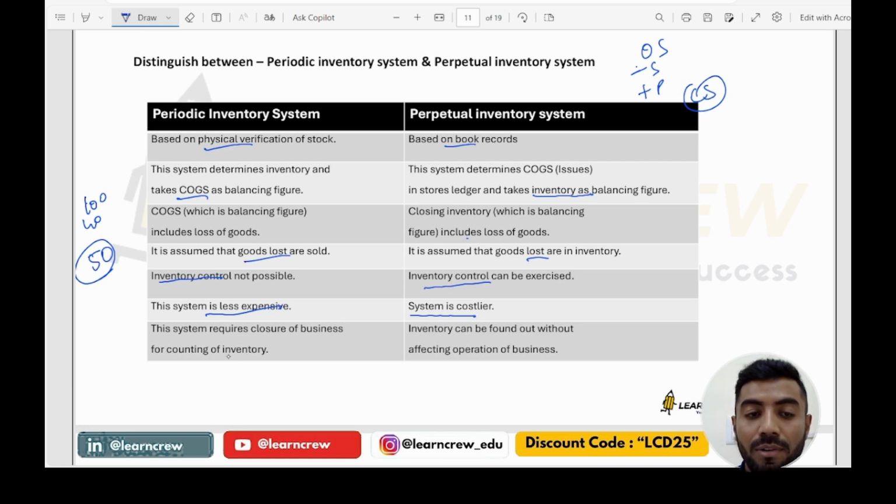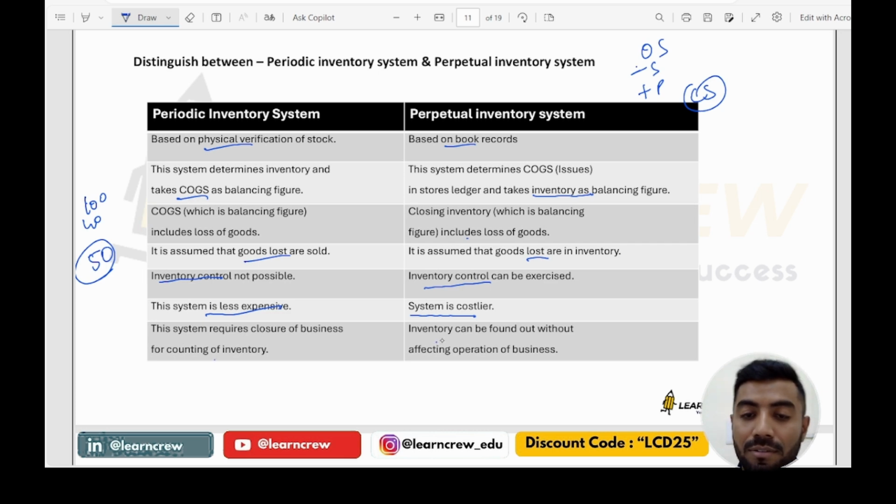Here, whenever they're counting the goods, any purchase or sale has to be stopped for that particular point of time, maybe a particular day. You can take the purchase and sales, but goods are not supposed to come in and go out. You need to stop that for that particular day. Only then will you get the true value of the inventory. So this system requires closure of business for counting.